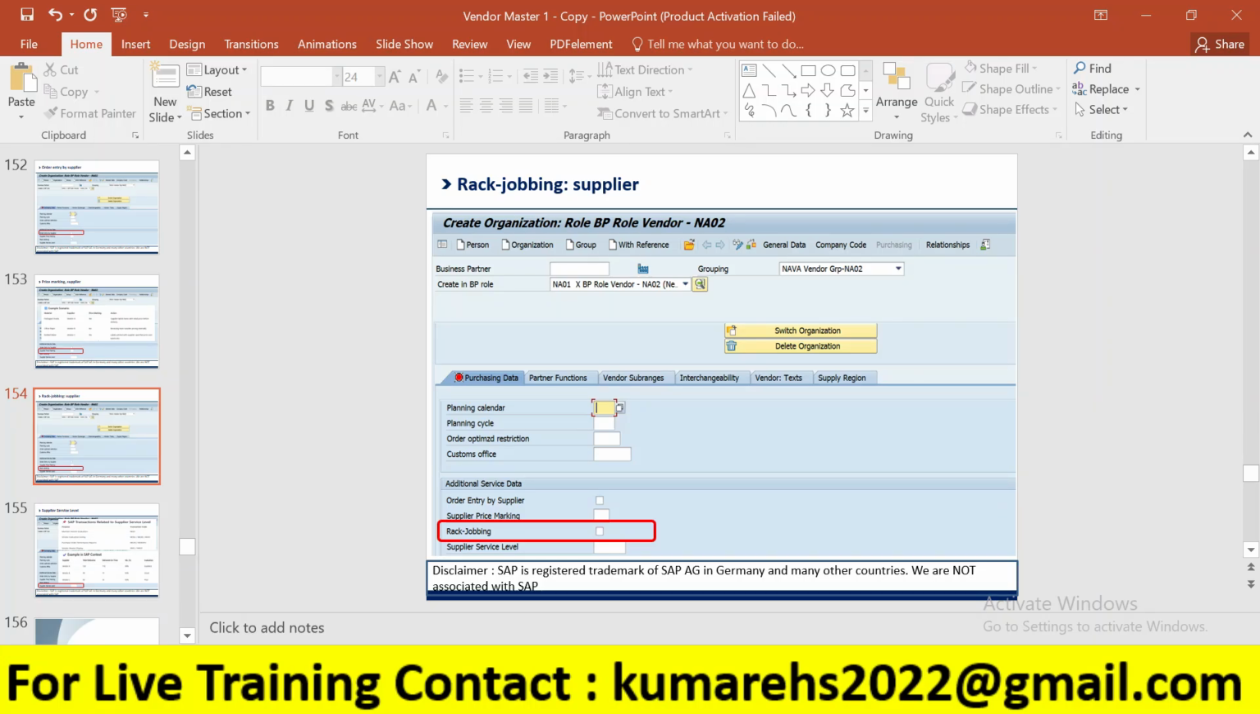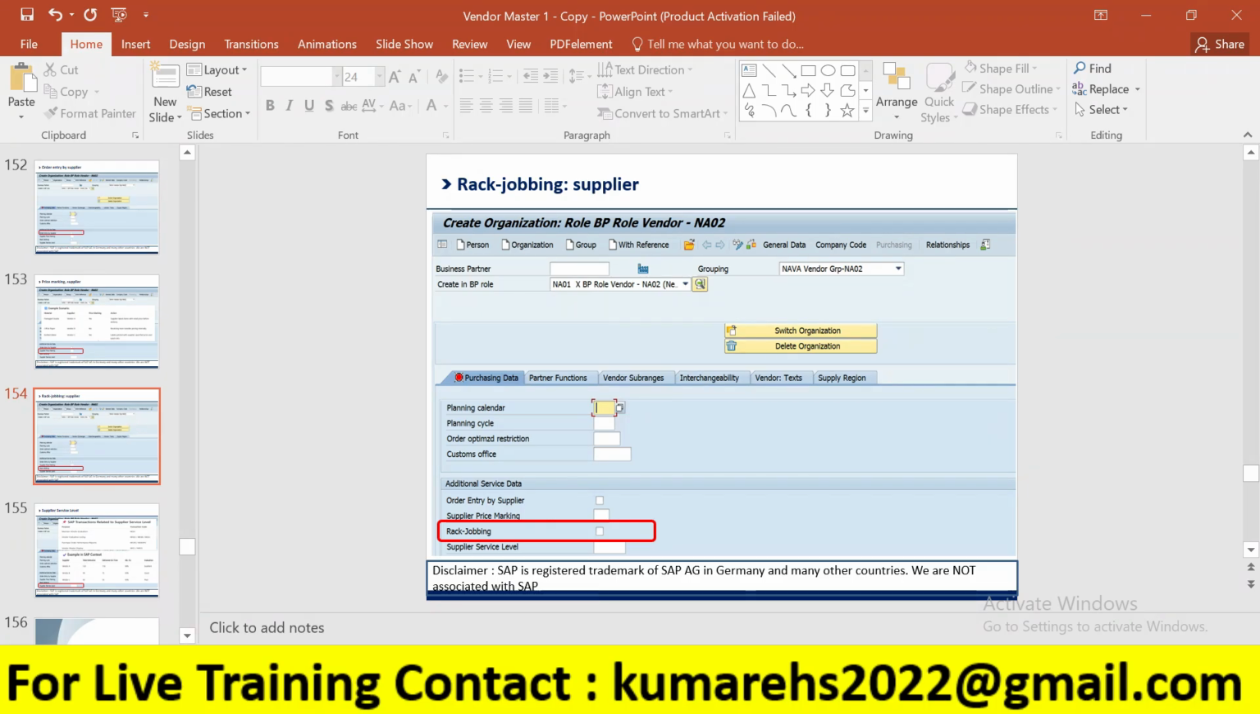Step number 2, supplier responsibilities. Replenish shelves based on agreed planograms. Maintain product quality, expiration checks and pricing. Report inventory and sales data back to the retailer. Step number 3, system behavior. SAP may track inventory at the rack level. PO or delivery planning may be automated for rack jobbing suppliers, integrated with VMI or consignment stock processes.